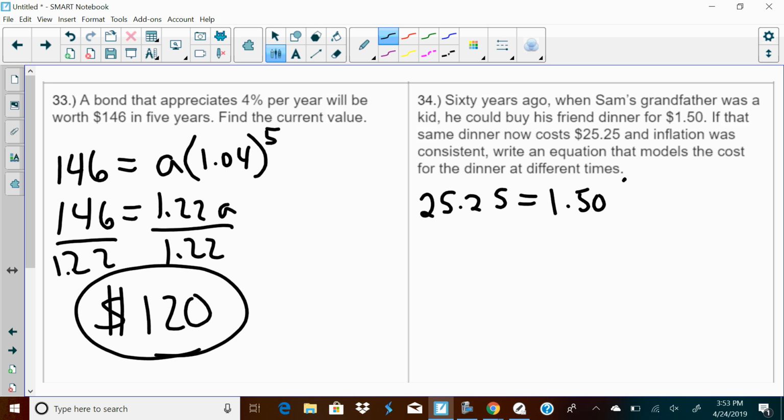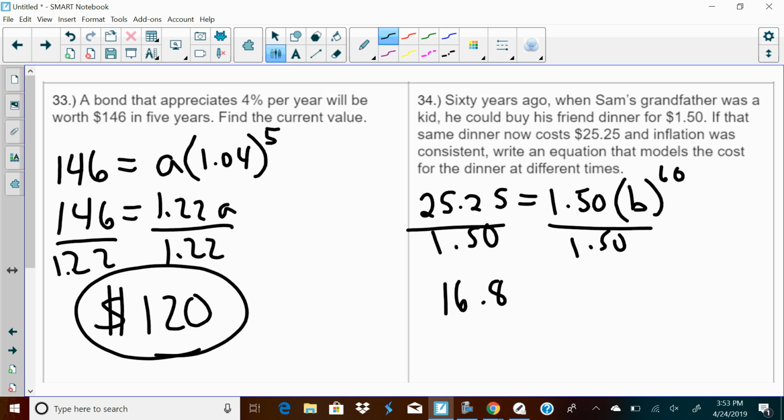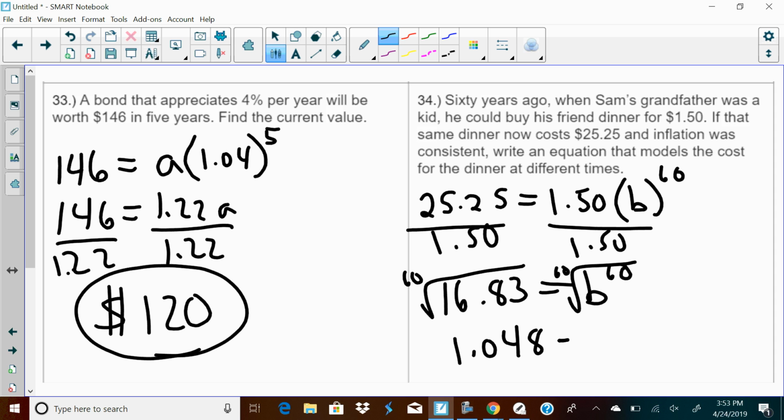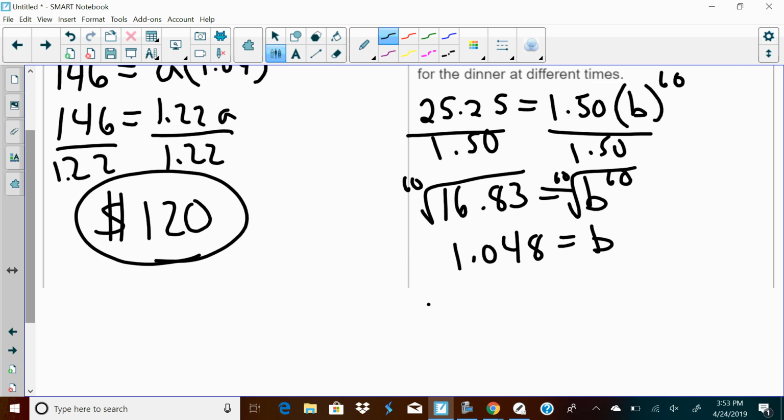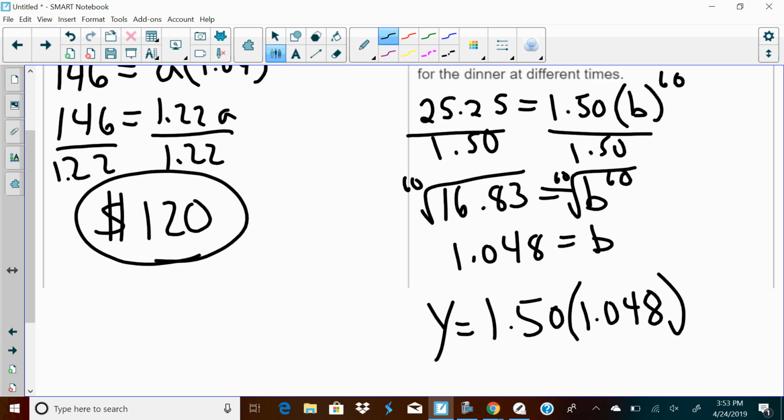$1.50 is my A. I don't know what B is, so I'm going to say B to the 60th. So I divide both sides by $1.50 and ended up with 16.83 equals B to the 60th power. So I take the 60th root, so I use my calculator, and it ended up being 1.048. So then when I write my equation, I'm going to say y equals $1.50 times 1.048 to the x.